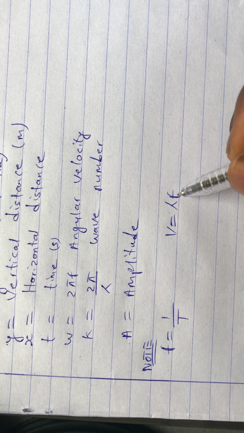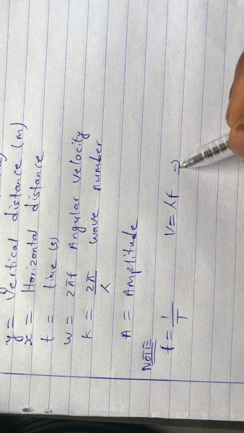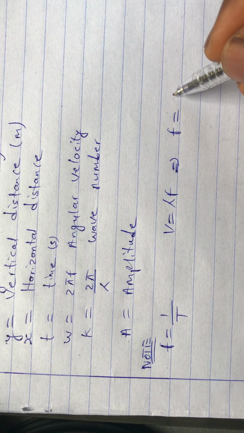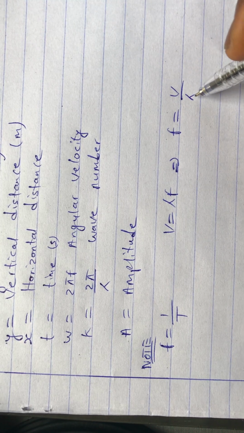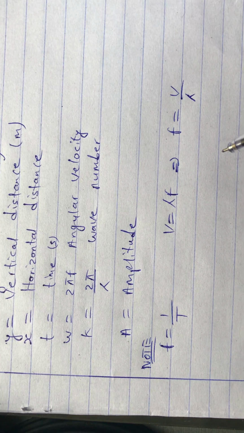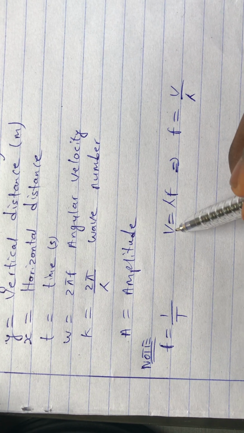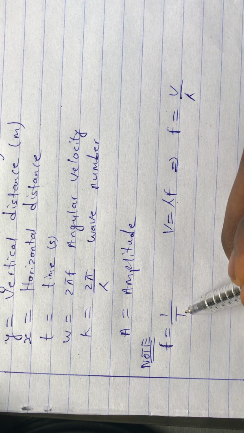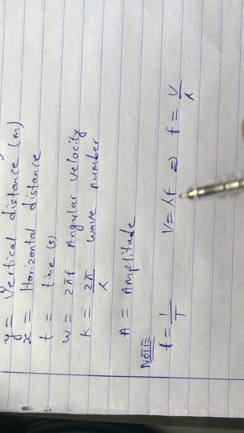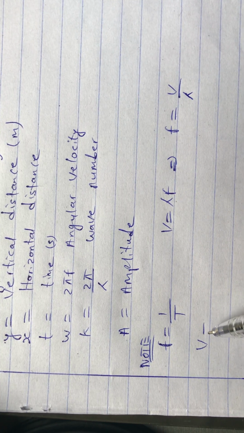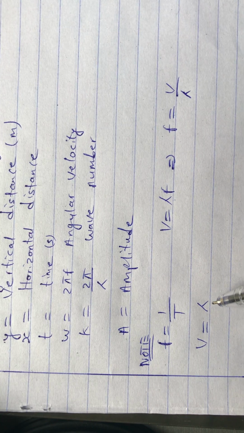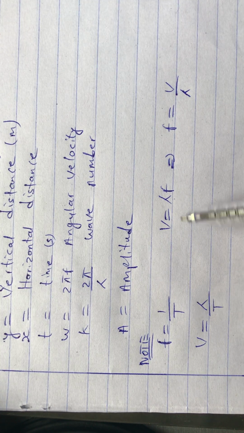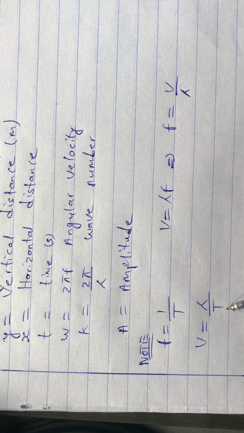If you make frequency the subject of the formula, you have f equals v all over lambda. Now listen attentively. From this equation, if you substitute f equals 1 all over T, we get v equals lambda all over T.